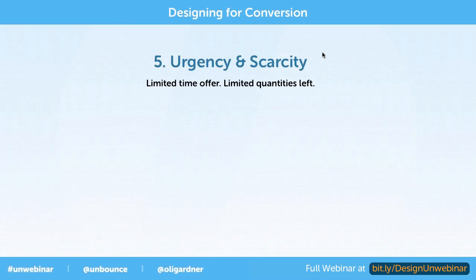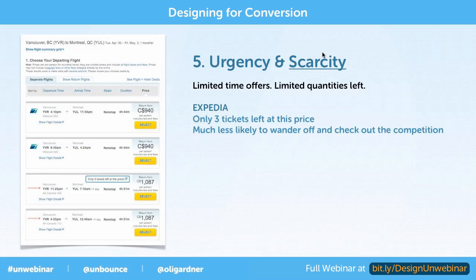If you're thinking of a real world example, now, some good examples of this. Let's look at Expedia. If you look down here, they only have 3 tickets left at this price, so you're encouraged to buy a flight right away. This is a perfect example of scarcity because people usually have tight restrictions on their travel plans and dates. So if you see this, you're going to want to buy this as soon as possible, which means you're much less likely to wander off and check out the competition. So this is a really good psychological device here.